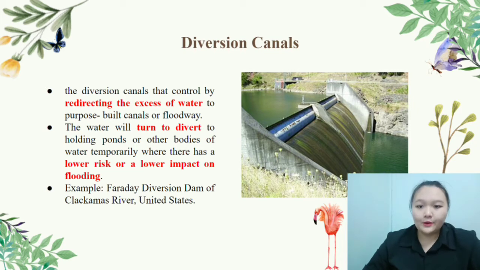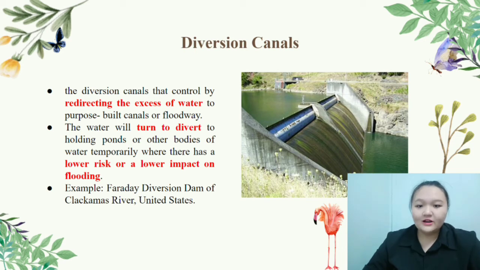Besides, the flow can also be controlled by a diversion canal, by redirecting the exits of the water to a purpose-built canal or floodway. The water will turn into the river or to holding ponds or other bodies of water temporarily, where they have a low risk and lower impact on flooding.